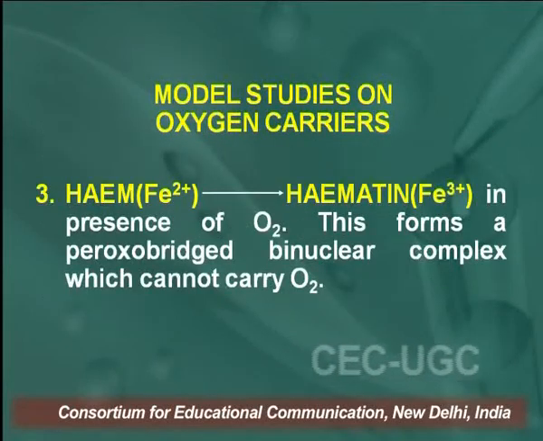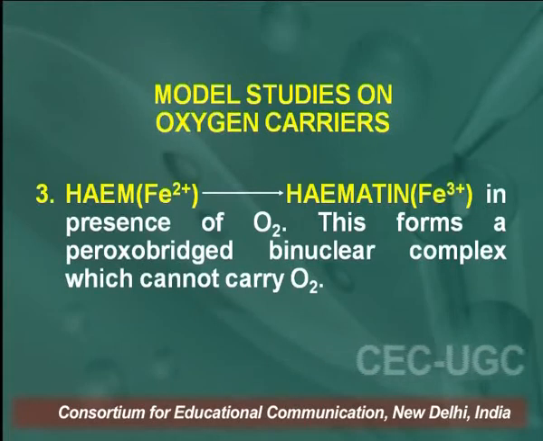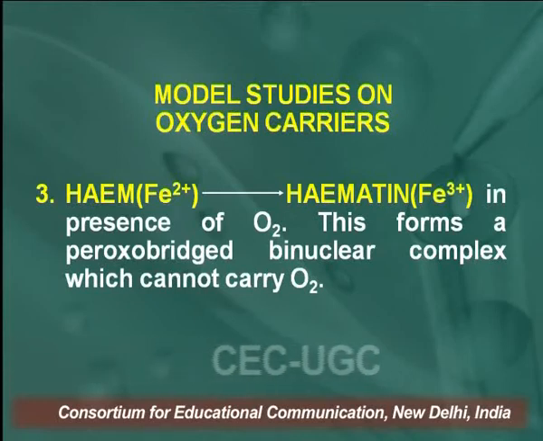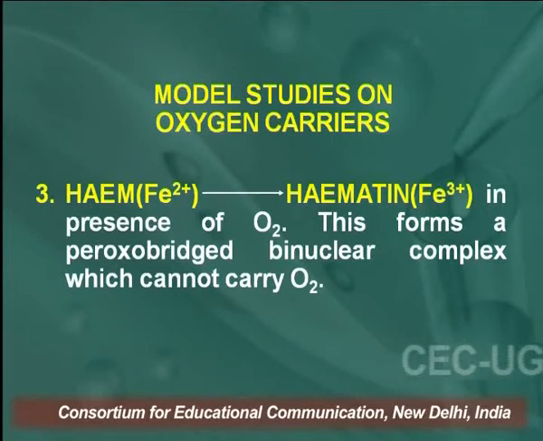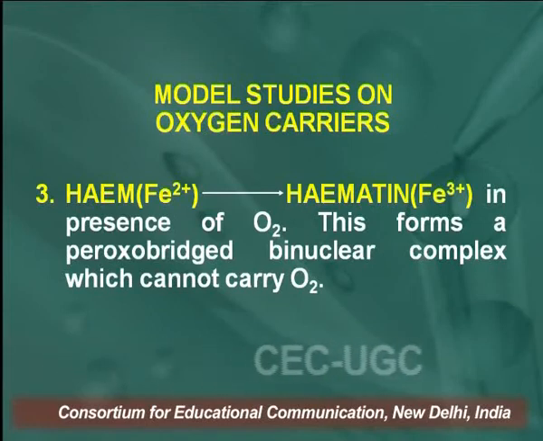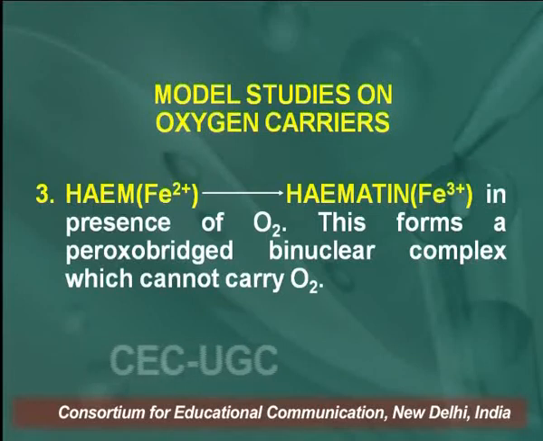If oxidation takes place, for example, if we consider the heme unit which contains Fe2+, it can change to hematin, which contains Fe3+, in the presence of oxygen. Now this forms a peroxo-bridged binuclear complex which cannot carry oxygen. Fe3+ is of no use in carrying oxygen, or we can say that hematin is of no use in carrying oxygen. And why is this?